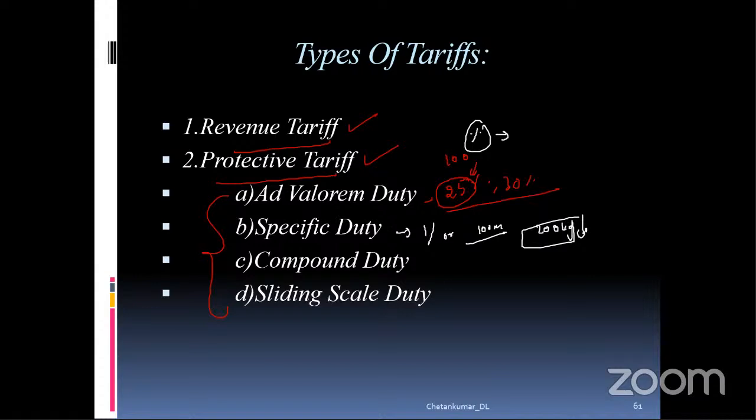And compound duty basically, it is a combination of ad valorem and specific duty. Ad valorem ಮತ್ತು specific duty ಎರಡನ್ನೂ ಕಂಬೈನ್ ಮಾಡಿದ್ರೆ ಏನಾಗುತ್ತೆ, ಅದು ನಿಮ್ಮ ಕಾಂಪೌಂಡ್ ಡ್ಯೂಟಿ ಆಗುತ್ತೆ. ನೆಕ್ಸ್ಟ್ ವಿಲ್ ಬಿ ಹ್ಯಾವಿಂಗ್ ಸ್ಲೈಡಿಂಗ್ ಸ್ಕೇಲ್. ಸೊ ಸ್ಲೈಡಿಂಗ್ ಸ್ಕೇಲ್ ಅಂದ್ರೆ ಅದೇ ಹೇಳಿದ್ನಲ್ಲ, ಐ ಟಾಕ್ಡ್ ಅಬೌಟ್ ವೈನ್, ರೈಟ್?